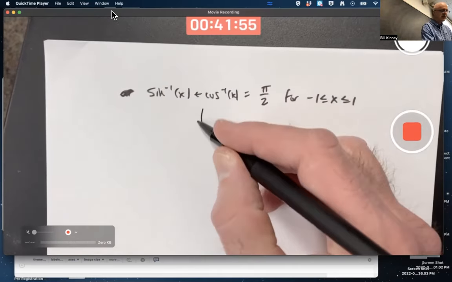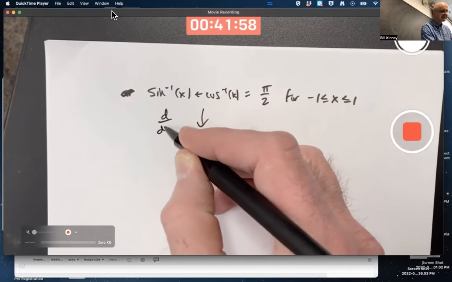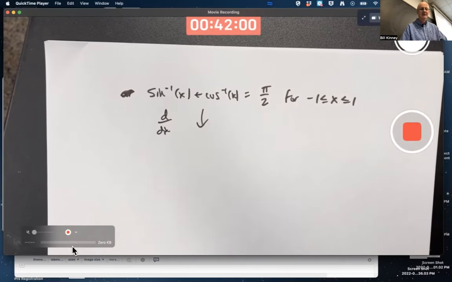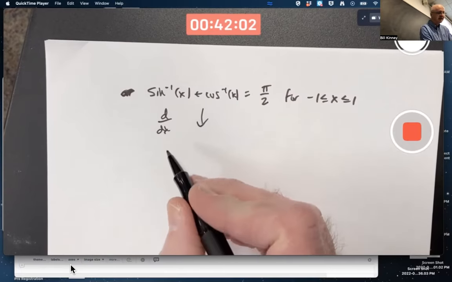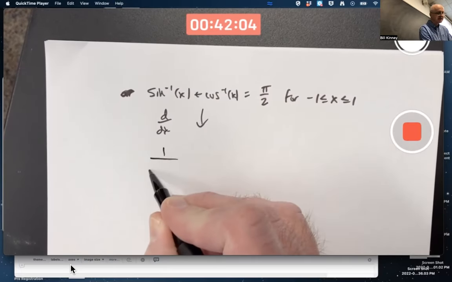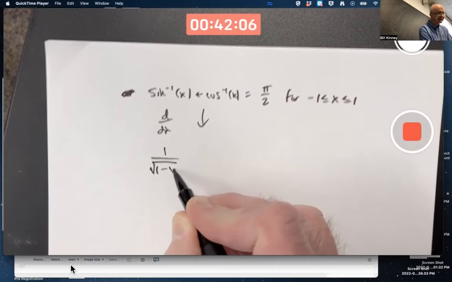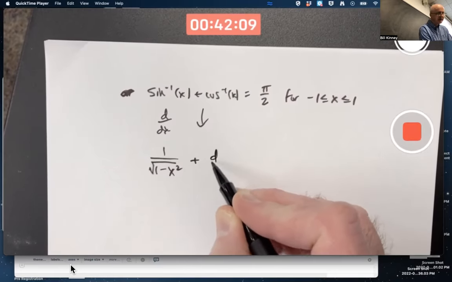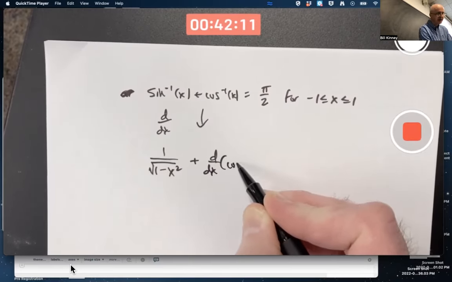Once again, differentiate both sides with respect to x. But now I don't need the chain rule. Now I just use linearity. The derivative of inverse sine is, we just saw, 1 over the square root of 1 minus x squared. Pretending we don't yet know the derivative of inverse cosine, we write it like this.